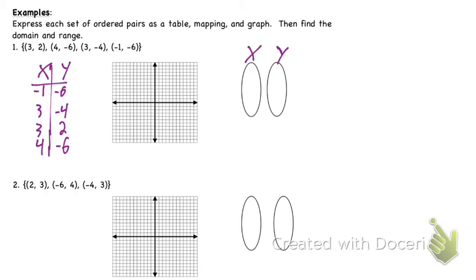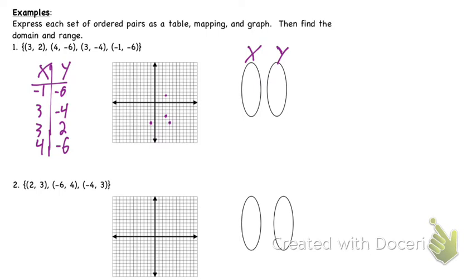Questions on the table? Okay, so if we were to graph these now, -1, -6 goes 1 to the left, 6 down. 3, -4 goes 3 to the right, 4 down. 3, 2 goes 3 to the right, 2 up. And then 4, -6 goes 4 to the right, 6 down.